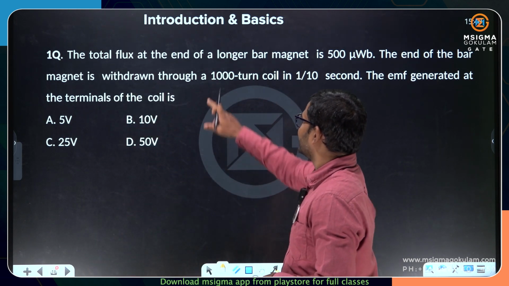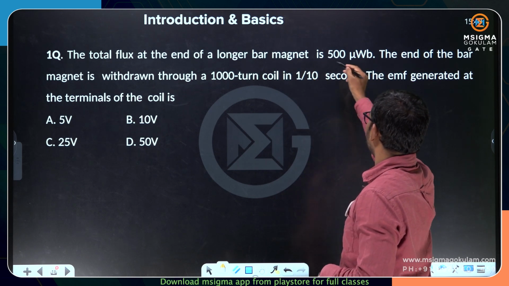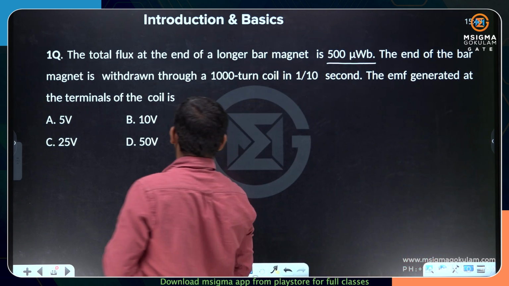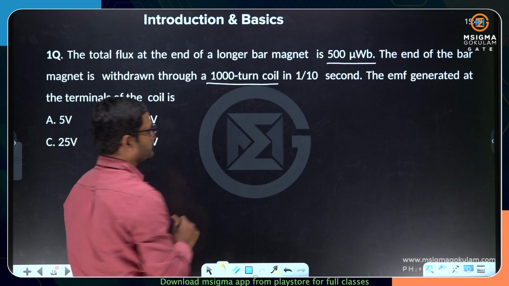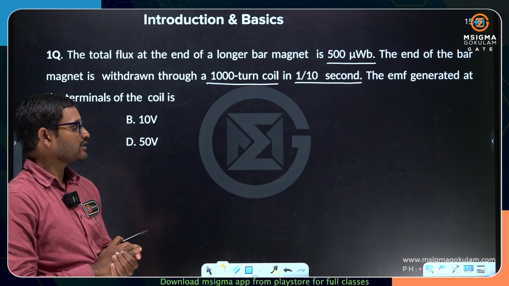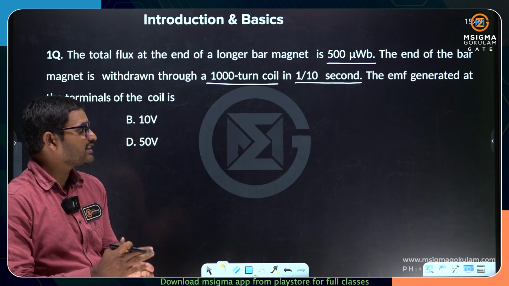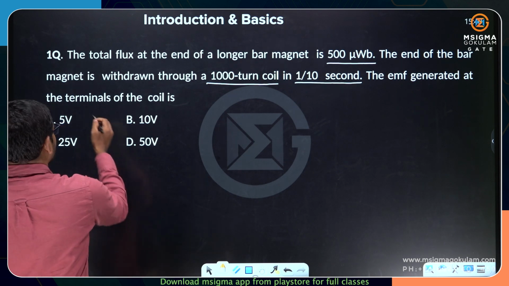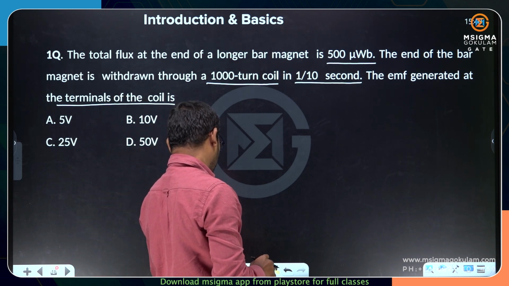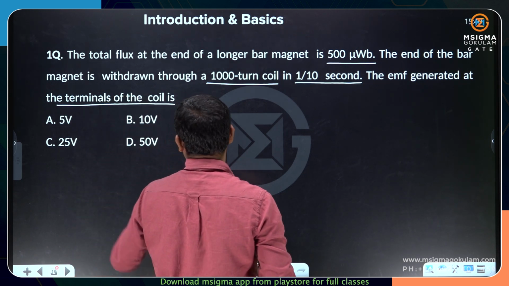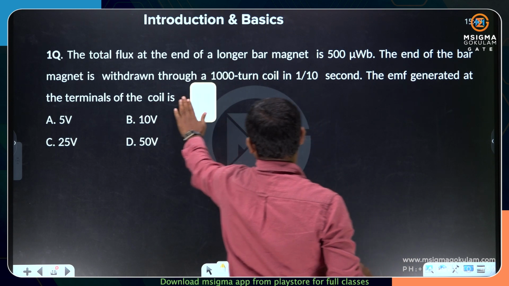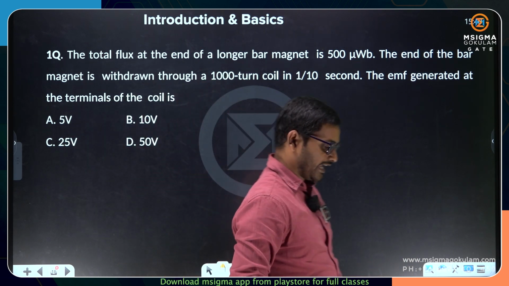The total flux at the end of a long bar magnet is 500 microwebers. The end of the bar magnet is withdrawn through a 1000 turn coil in 1/10 second. The EMF generated at the terminals of the coil is? He has given flux lines, the number of turns, and the time also.